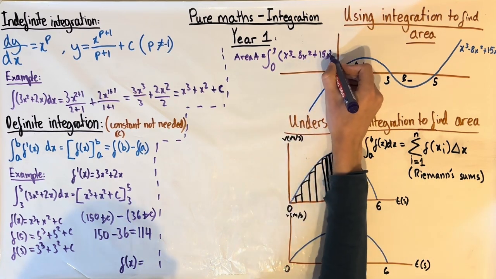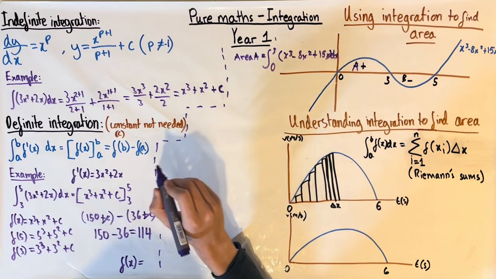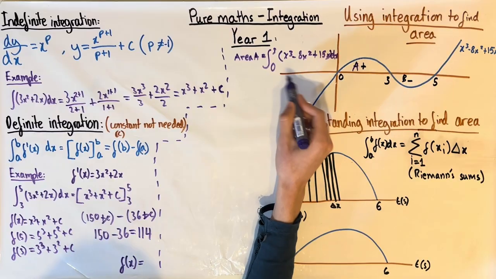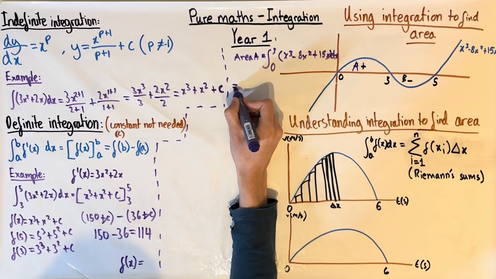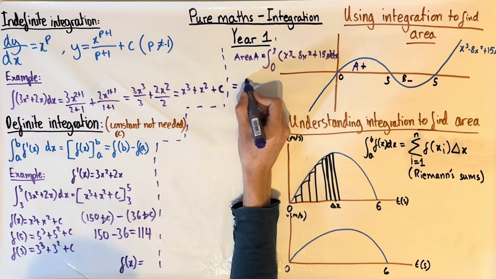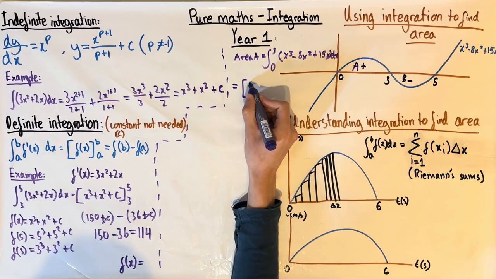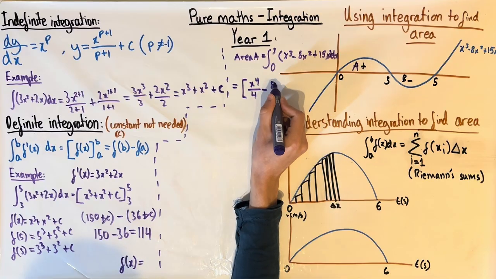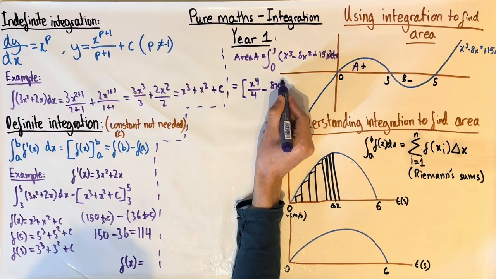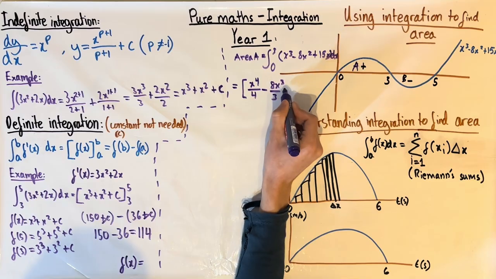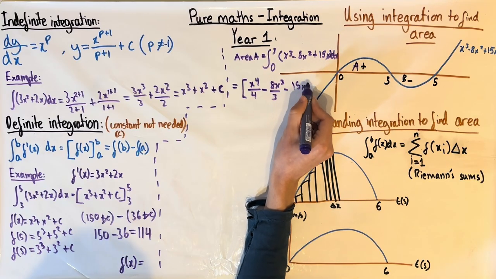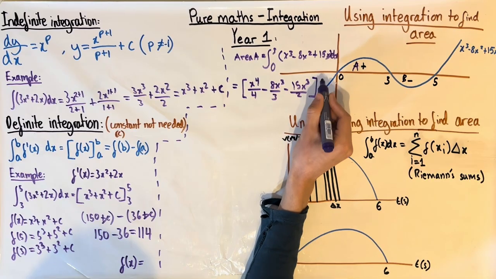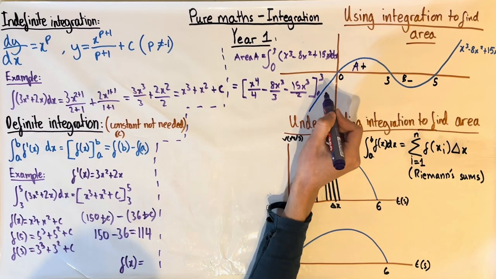Okay, and that's dx. Now when we integrate this function, that's going to give us square brackets, x to the power of 4 over 4 minus 8x to the power of 3 over 3 minus 15x to the power of 3 over 2. Okay, and that's going to be 3, and that's going to be 0.